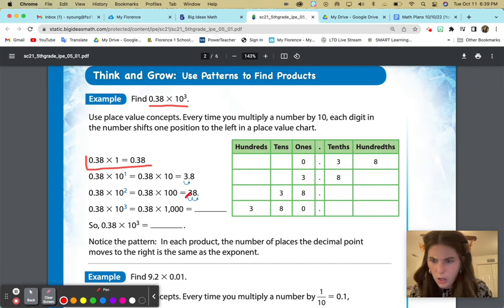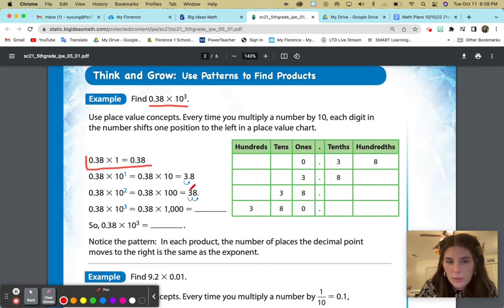No, I'm absolutely wrong, Miss Young. I hope y'all giggled at me because I just made a boo-boo. Okay? Let me reword. When I multiply any number, any decimal, times a whole number power of 10, my decimal is going to move to the right.